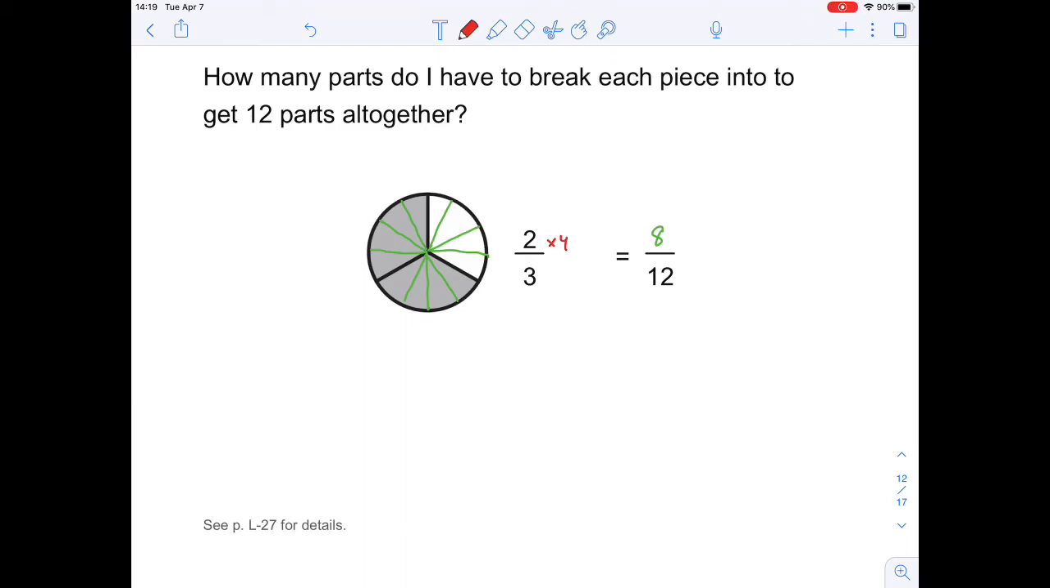If I do it the multiplication way, I just double check my work. 2 times 4 is 8, 3 times 4 is 12. As long as I multiplied top and bottom by the same thing, then I'm in good shape.